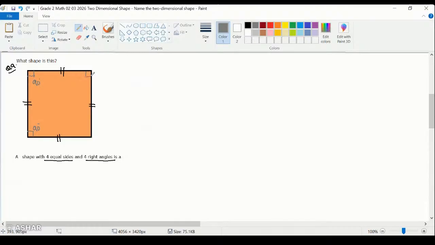So what should be the name of the shape? Yes, perfect. It should be a square. Thank you.